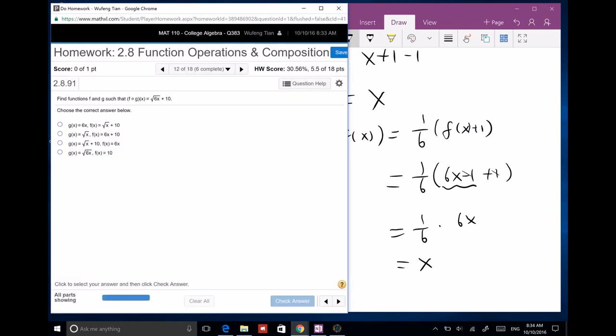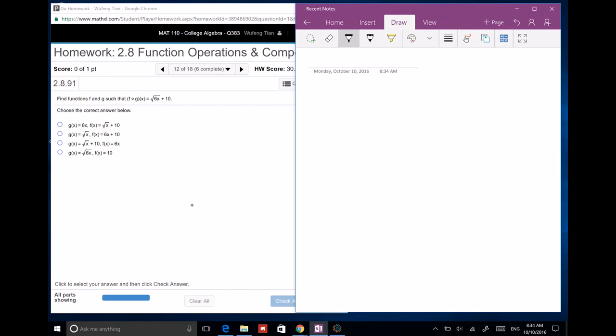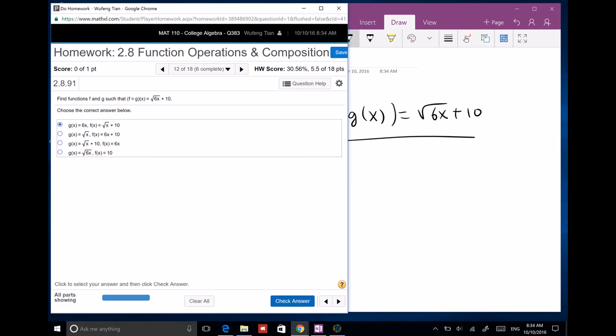Okay, so that's it. Then f of g of x equals square root of 6x plus 10. So now you have to figure out which one is f of g of x. So you just check which one satisfies the condition. First one, f of x is 6x plus 10, so square root of 6x plus 10, that's right.